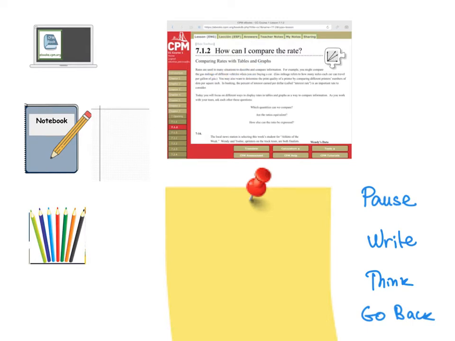The target of the lesson is comparing rates with tables and graphs. Before we continue with our notes, please have the ebook ready, notebook and note paper, things to write with.